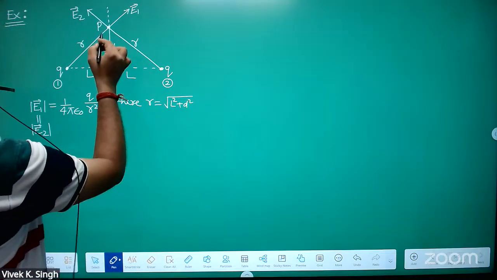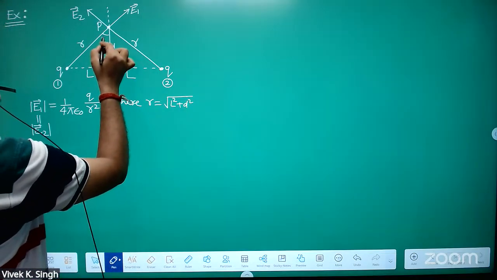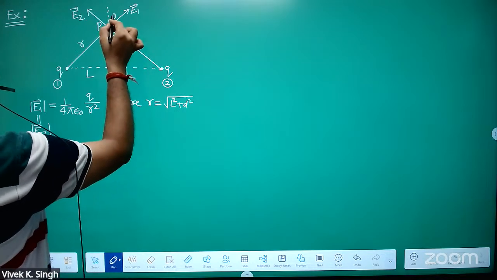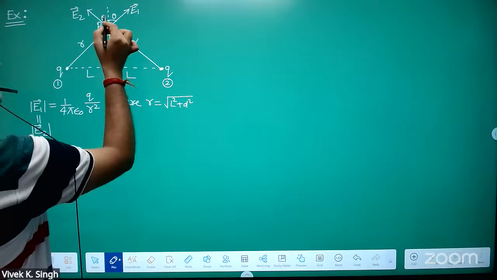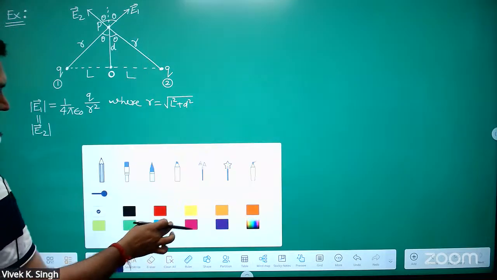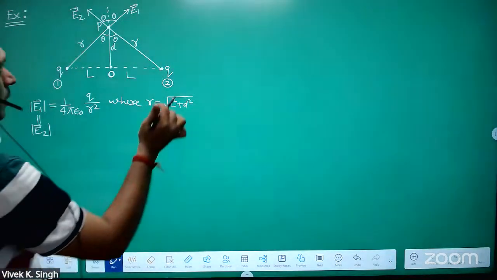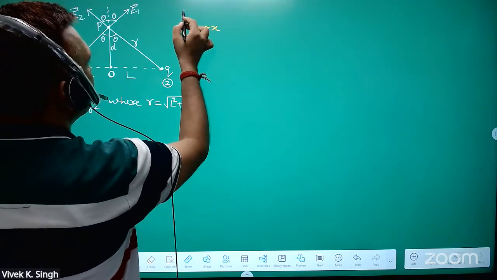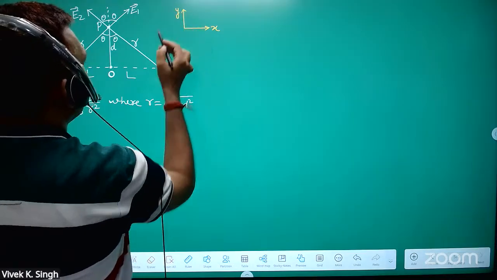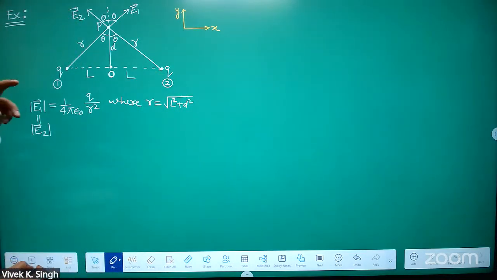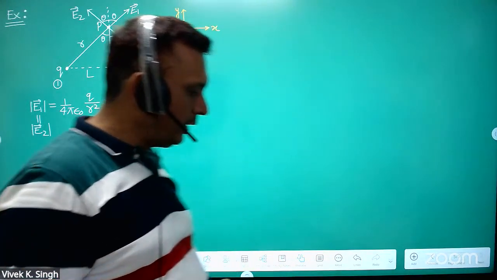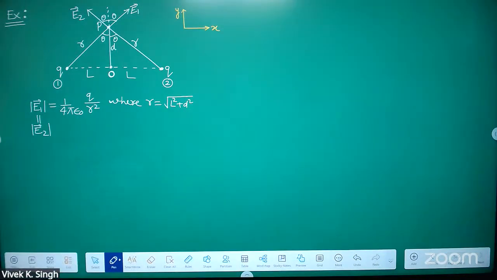Now, let's assume this angle is theta. So this angle is also theta. And then assume this is the XY plane. Now you have to resolve E1 and E2 in component form and then find the resultant of E1 and E2.